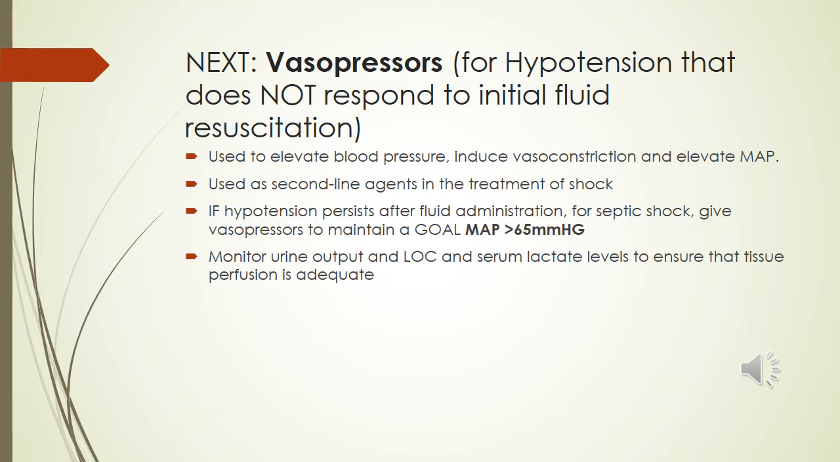If hypotension persists after fluid administration for septic shock, give vasopressors to maintain a goal mean arterial pressure of 65. You're going to monitor your urine output, LOC, and serum lactate levels to ensure that tissue perfusion is adequate. Sometimes fluid resuscitation alone may suffice. When appropriate fluid resuscitation fails to restore an adequate arterial pressure and organ perfusion, therapy with a vasopressor agent should be started.